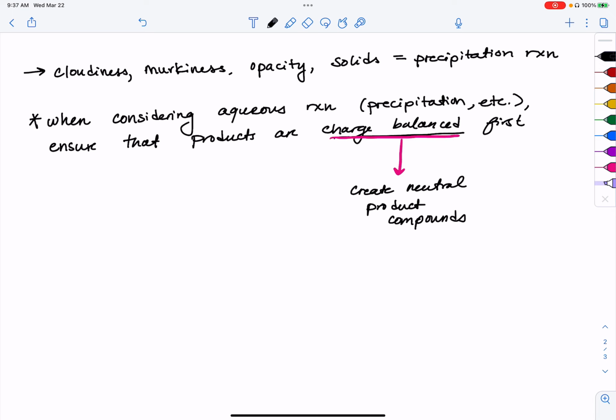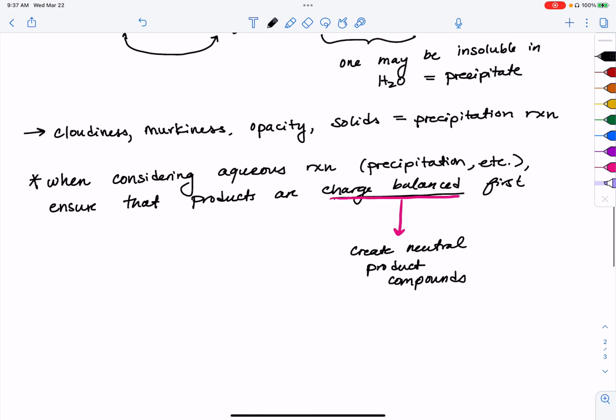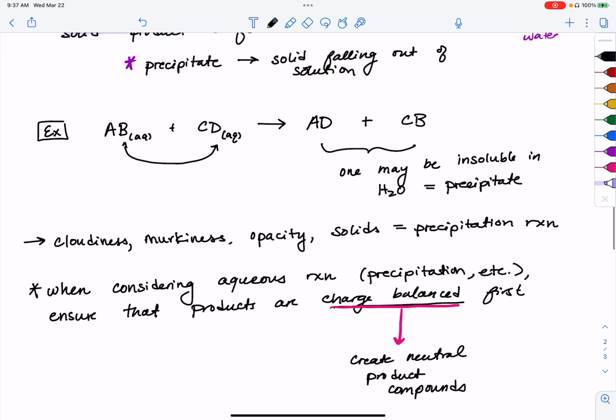So if we need to ensure that we can make these charge neutral product compounds, be they solids or not, then that means we need to have a very firm grasp of predicting the ionic charge of different elements based on their position on the periodic table, and also knowing the formula and charges of all those polyatomic ions. So polyatomic ions do not go away. In fact, they're going to be very important as we move into our discussions about different types of aqueous reactions, precipitation included.